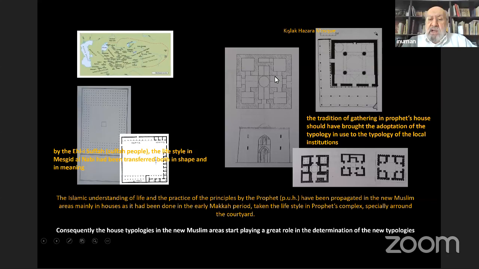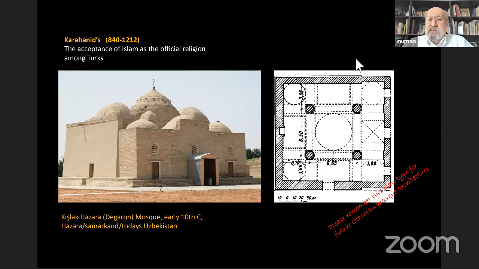So the house type of the Central Asia with a central dome, with four iwans, has been transferred to the mosque architecture, like in the Kushlak Hazara Mosque. And consequently, the house typologies in the new Muslim areas start playing a great role in the determination of the new typologies. So, like in Kushlak Hazara Mosque, please remember this typology, because it will be very important for the future Ottoman mosque architecture.